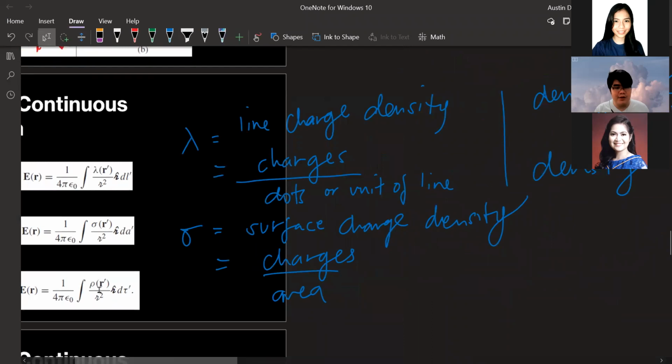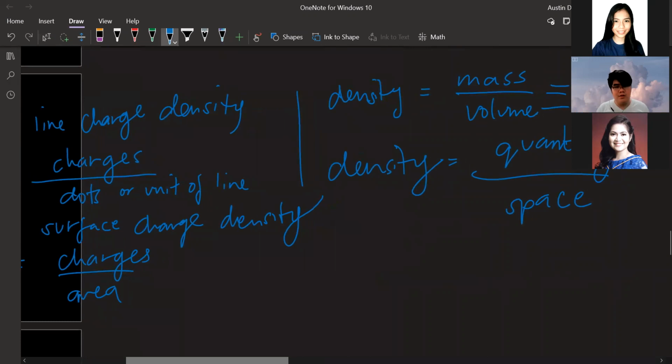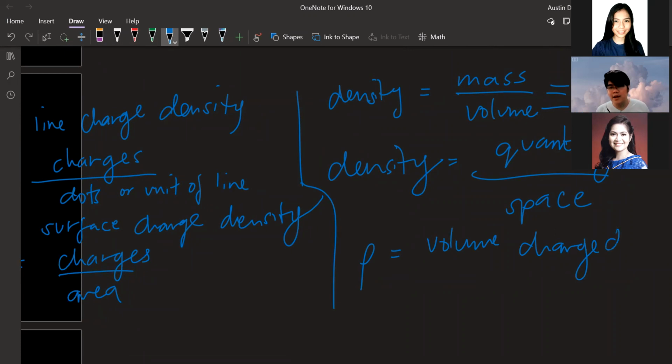And then lastly, rho. Here, rho. Rho will be volume charge density. Hindi nyo na lang sulat ko, guys. Sorry. And that is, sorry. Wala pala dapat yun. That is just charges over your volume. Very straightforward. Okay?